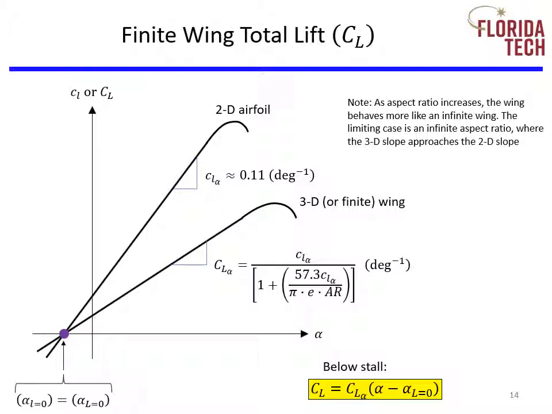Second, the angle of attack at zero lift is the same for an airfoil and a 3D wing. If the wing is not generating lift, then no wingtip vortices are formed. In effect, the finite and infinite wings behave the same in this case. Third, the key difference between the curves is a difference in the lift curve slope. The lift curve slope for a 2D thin wing is simply 0.11 per degree. It can be shown that the lift curve slope for the finite wing is given by the equation shown.